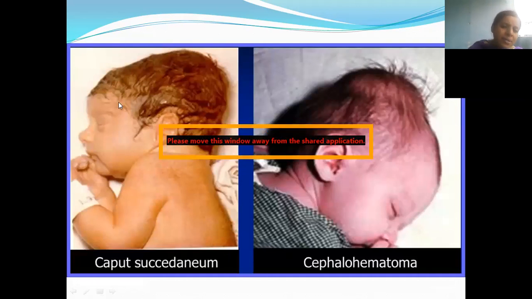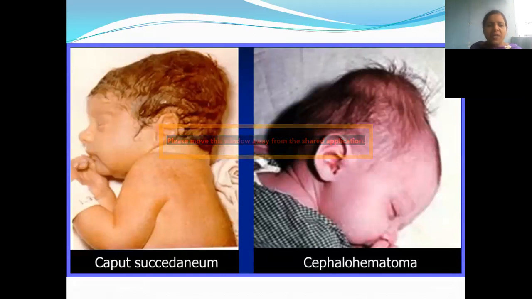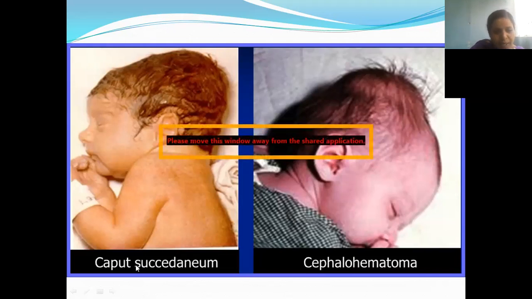Caput succedaneum is a condition you will see if the baby is exposed to prolonged labor. If the labor was prolonged, then you will see a collection of fluid in the layers of the scalp, and this will automatically regress within 2 to 3 days. There is nothing to worry about. So that condition is called caput succedaneum.